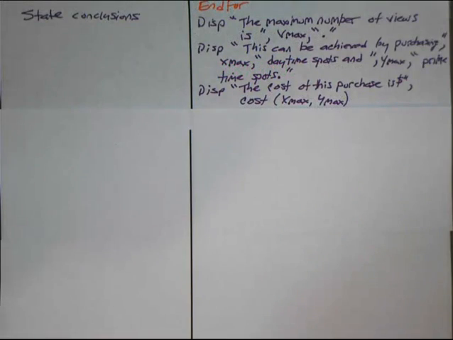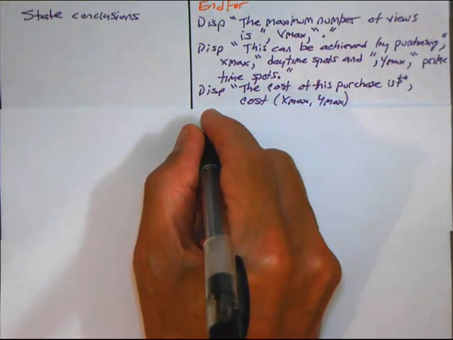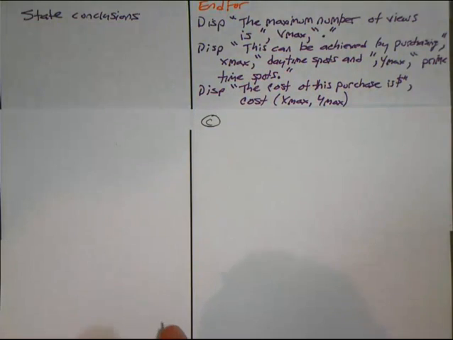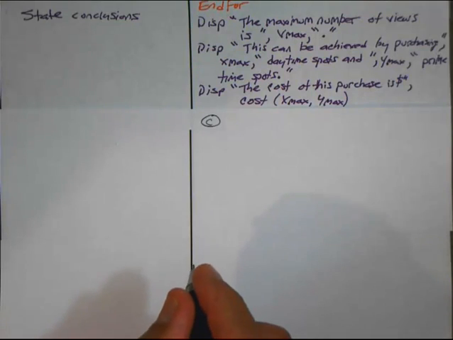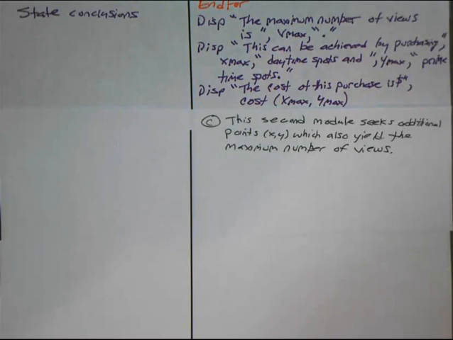So now we return to our designing of the program scratch worksheet, and we can start off by perhaps using a comment to describe what the second module is going to be. Going directly to the coding side of this, we know the copyright symbol is the command for a comment, so let's describe what we're going to do here. This second module seeks additional points XY, which also yield the maximum number of views.